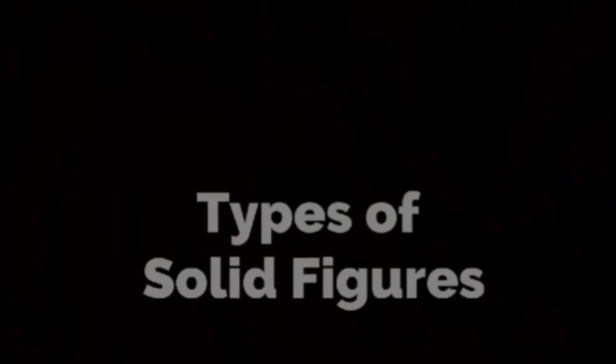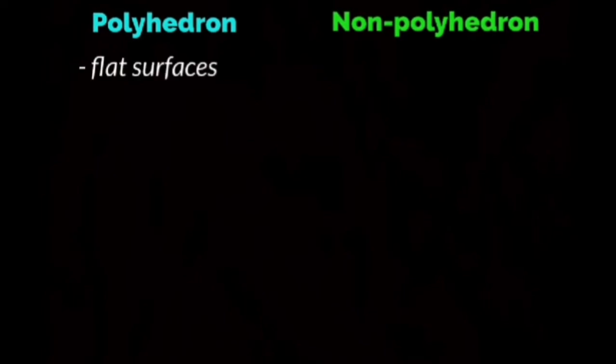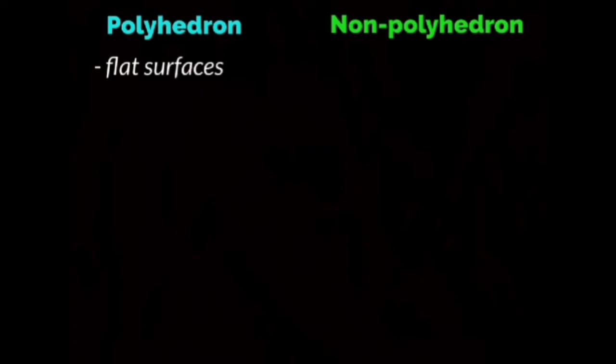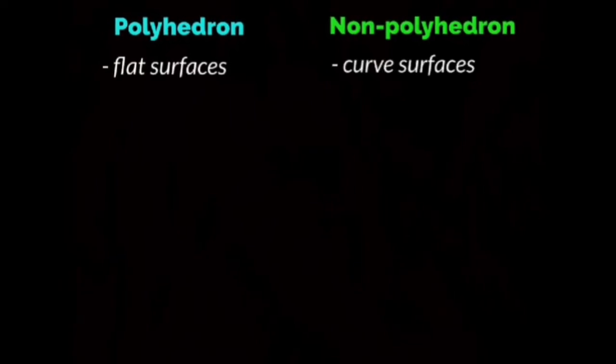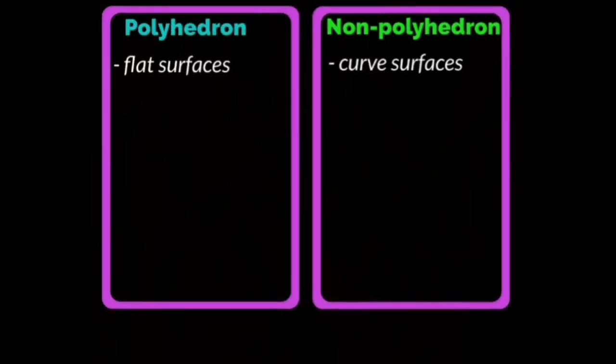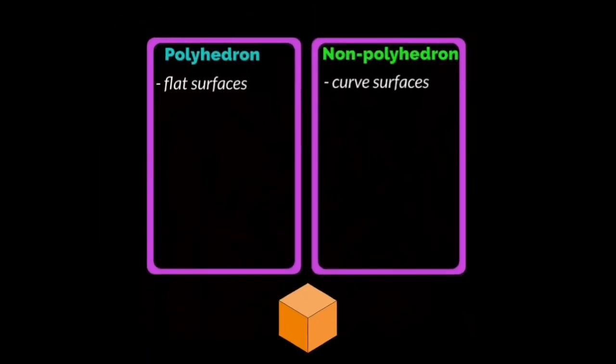Now let us study the 2 types of solid figures, the polyhedron and non-polyhedron. Polyhedron is a solid figure with plane or flat surfaces, while non-polyhedron is a solid figure with curved surfaces. Now let us classify the following objects. First, we have here a cube. What do you think? Is it polyhedron or non-polyhedron?